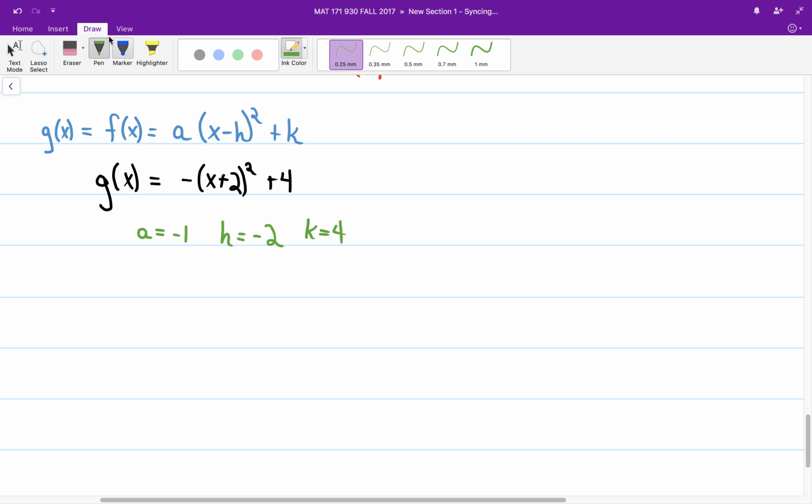Now if we do the same exercises as what we had earlier, for the value of a, a is equal to -1, and if we focus upon the direction to which the graph is going to open, we have that a is negative, and so in consequence the graph of g of x is going to open downward.